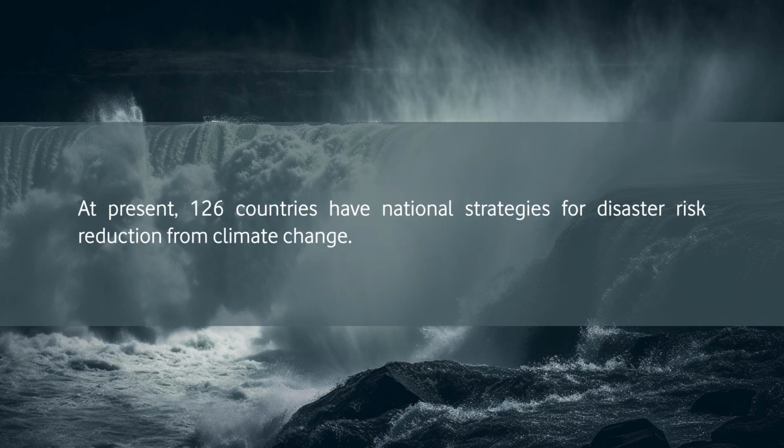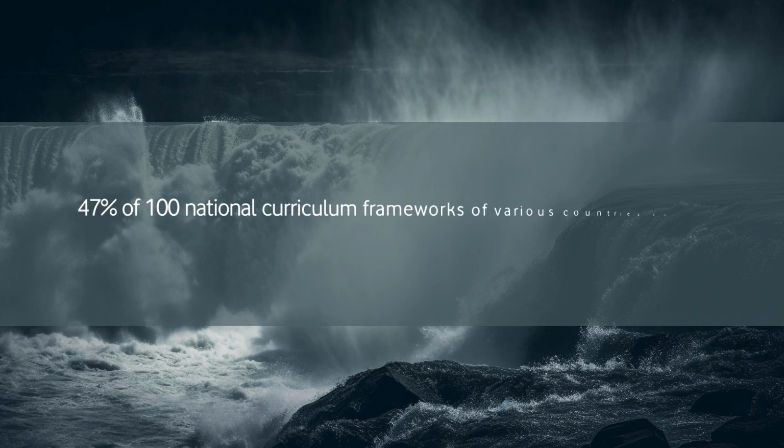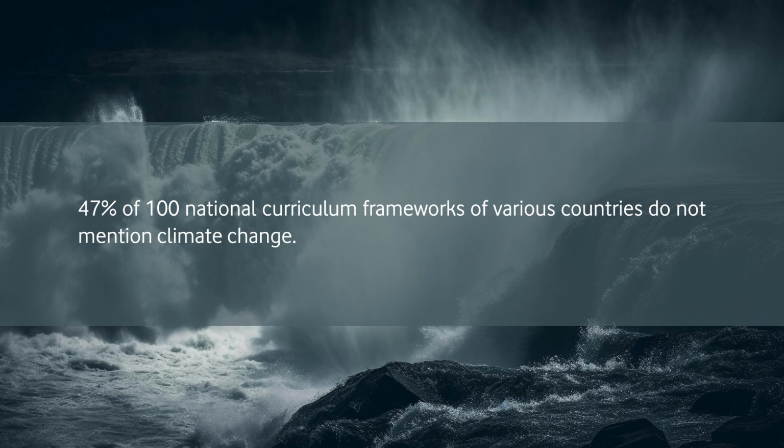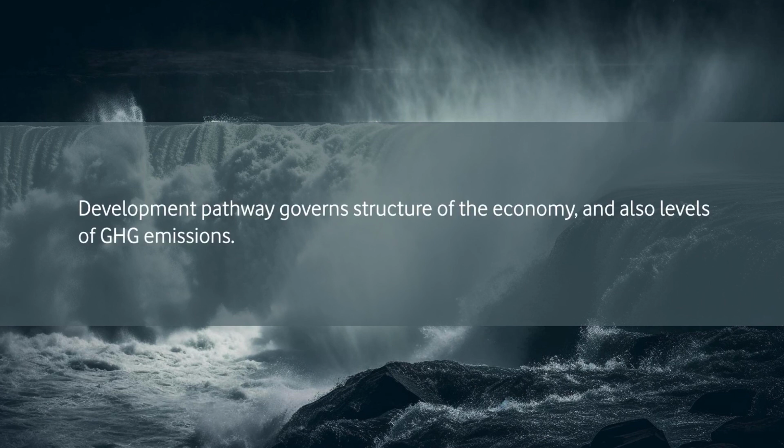At present, 126 countries have national strategies for disaster risk reduction from climate change. Carbon dioxide levels in 2021 have increased to 149% as compared to the pre-industrial levels. 47% of the 100 national curriculum frameworks of various countries do not mention the climate change phenomena. In 2020, around 83.3 billion US dollars of finance was mobilized to developing countries for climate mitigation. Development pathway governs the structure of the economy and also the levels of GHG emissions.